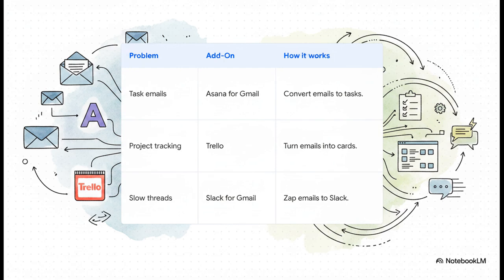You know, juggling a dozen different browser tabs? Well, add-ons literally plug third-party apps right into your workspace. So instead of constantly forwarding emails about IT vulnerabilities or project updates, you just click the Asana or Trello add-on right from your Gmail sidebar. Instantly, that email transforms into a tracked task assigned to a team member. Or you can use the Slack add-on to zap a painfully slow email thread directly into a fast-paced chat channel.